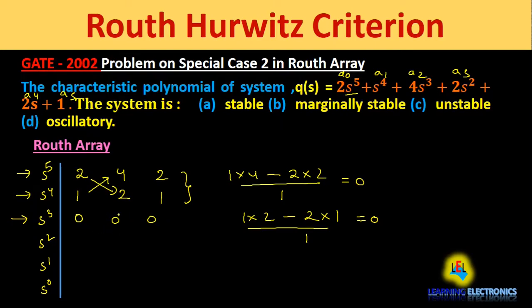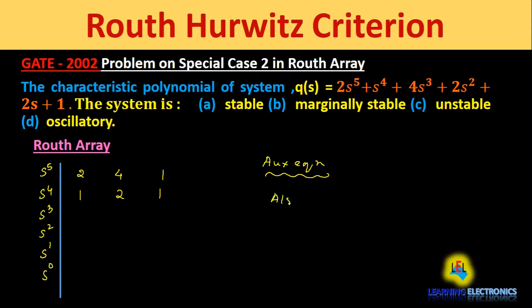So here we can see that the s^3 row is becoming 0. That means all the terms in the s^3 row are 0. In this condition, we will construct the auxiliary equation using the row above this row of zeros. That is, to construct the auxiliary equation, we need to take the s^4 row. So the auxiliary equation, A(s), will be equal to 1 into s^4 plus 2 into s^2 plus 1 is equal to 0.